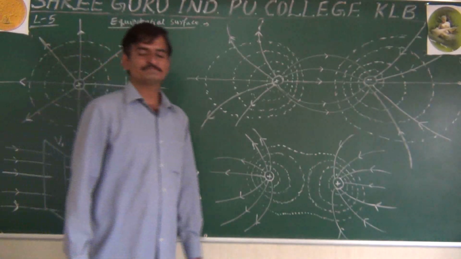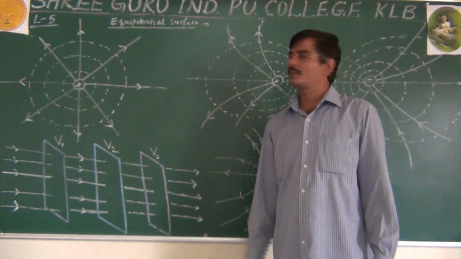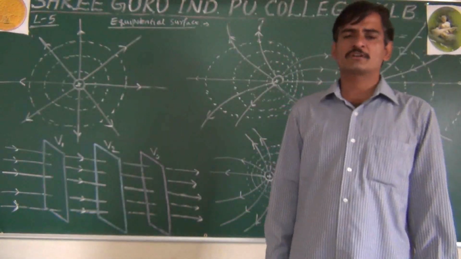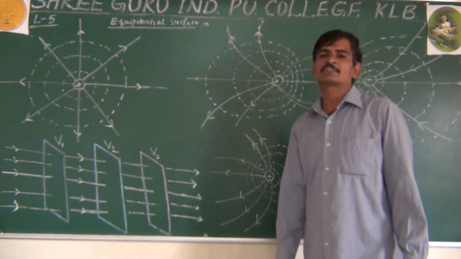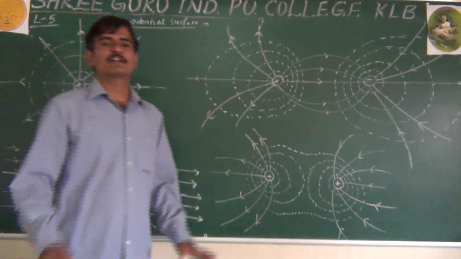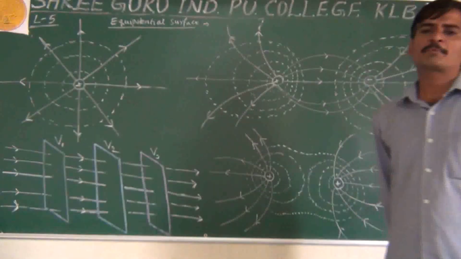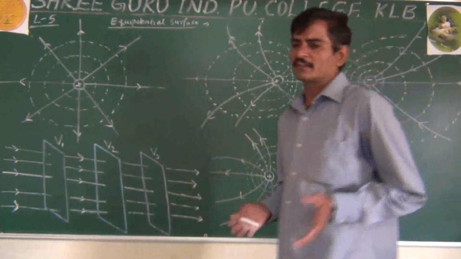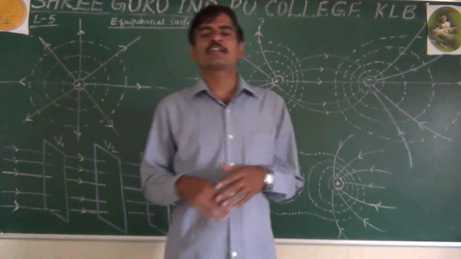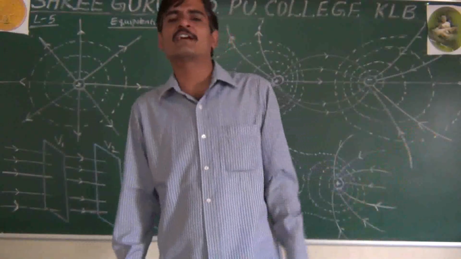Once again I will repeat. An equipotential surface is a surface at every point of which the electric potential due to the charge distribution is the same. Very simple. An equipotential surface can be on the surface of a body, or it can be a surface in space.